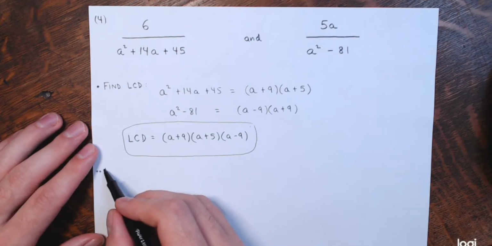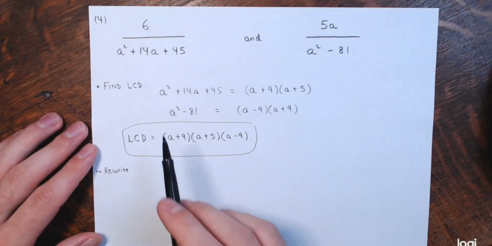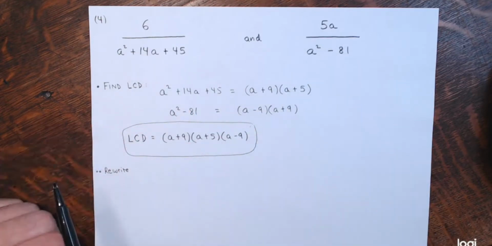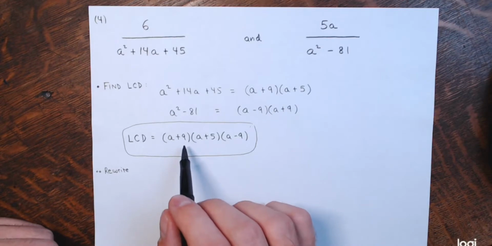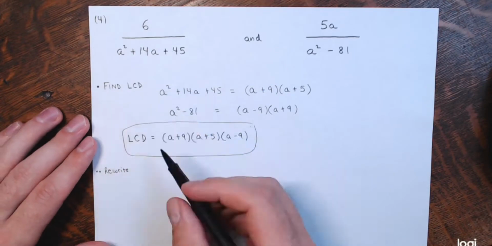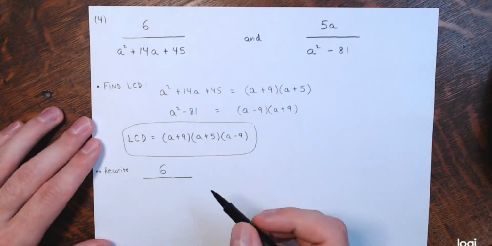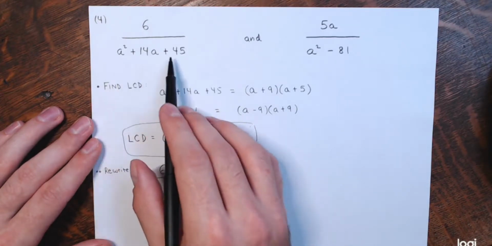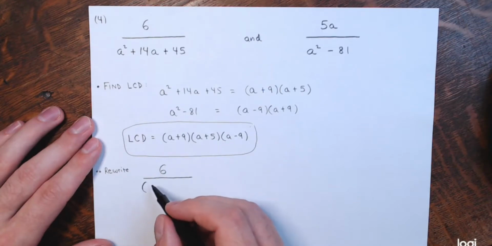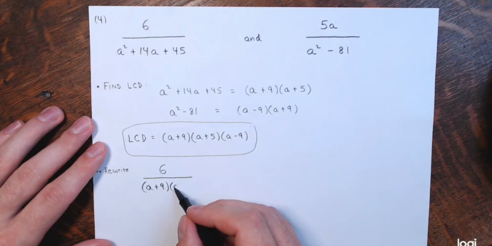Second part of the instructions, right? We're going to rewrite each fraction as an equivalent fraction with this denominator, with the LCD as the denominator. So the first fraction, we have 6 over, and then I'm going to write the denominator factored. A squared plus 14a plus 45 is a plus 9 times a plus 5.